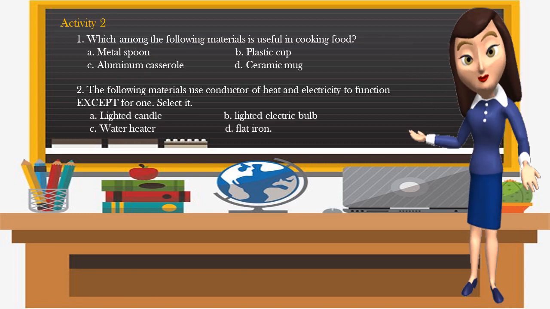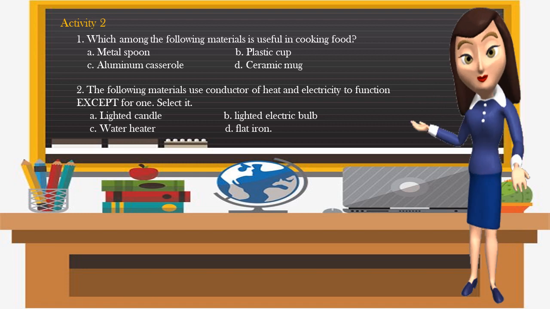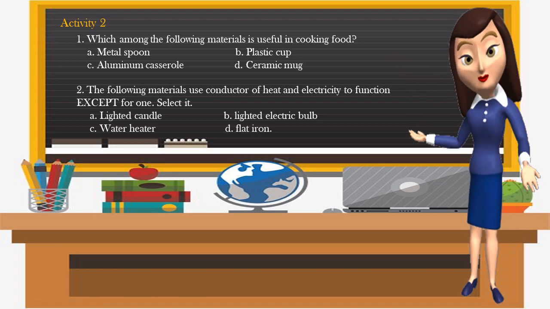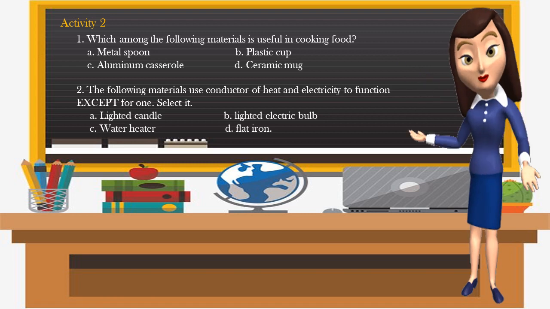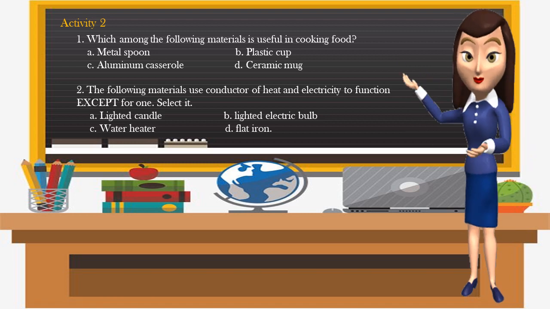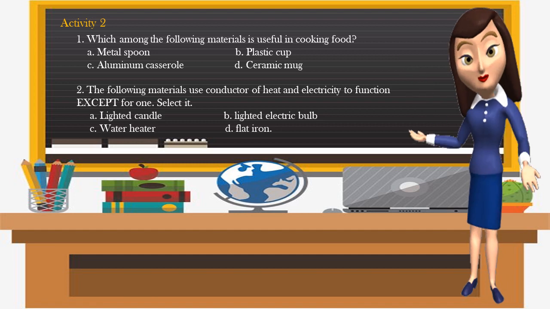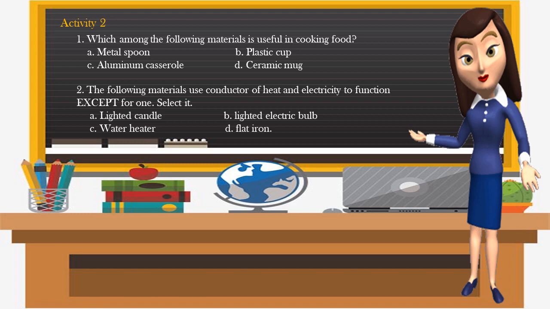Activity 2. Which of the following materials is useful in cooking food? A. Metal spoon. B. Plastic cup. C. Aluminum casserole. D. Ceramic mug. Number 2. The following materials use conductor of heat and electricity to function except for one. Select it. A. Lighted candle. B. Lighted electric bulb. C. Water heater. D. Flat iron.